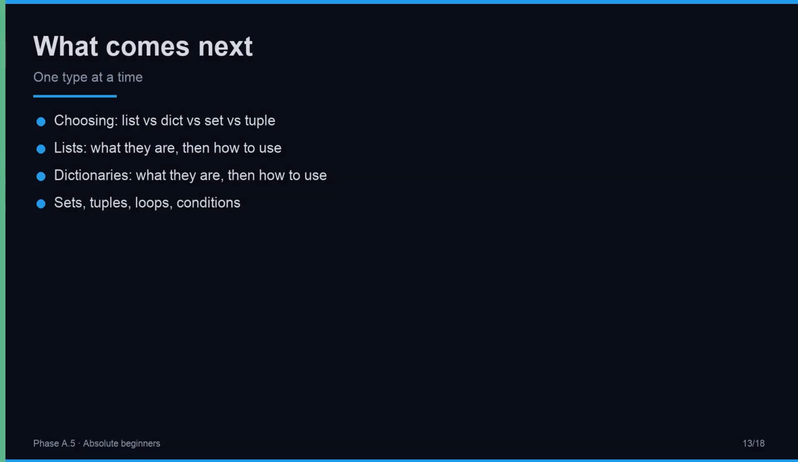Here is the road ahead. Next lesson, a practical guide to choosing between the 4 types. Then we slow down on lists, what they are, then how to create, index, and append. Then dictionaries, what they are, then how to create and look up. Then sets and tuples. After the 4 types, we learn loops, how to walk through a collection one item at a time. Then conditions, how to branch your code with if and else. This is the heart of everyday Python. One type at a time.